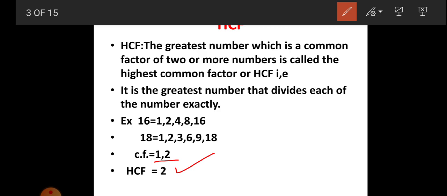Means 16 is exactly divisible by 2 and 18 is exactly divisible by 2. Both the numbers are exactly divisible by 2. So therefore HCF is 2. The greatest number that divides each of the numbers exactly, or the greatest number which is a common factor. Common factors 1 and 2. Which is the greatest number? 2. This is the highest common factor. 2 is the highest common factor of 16 and 18.